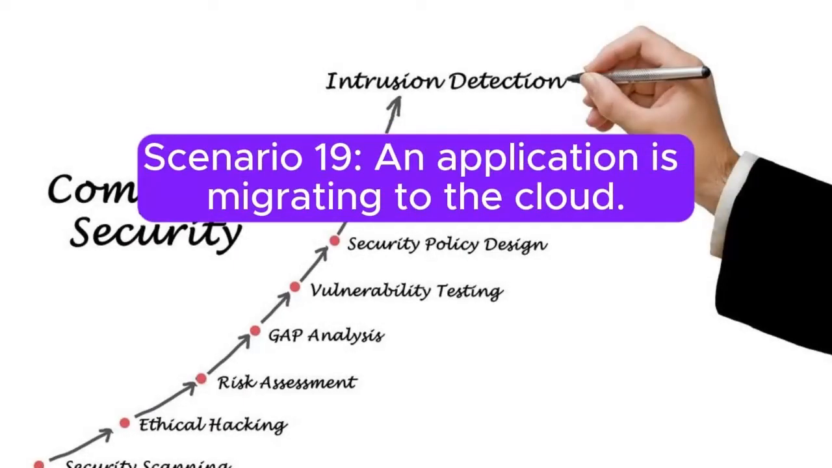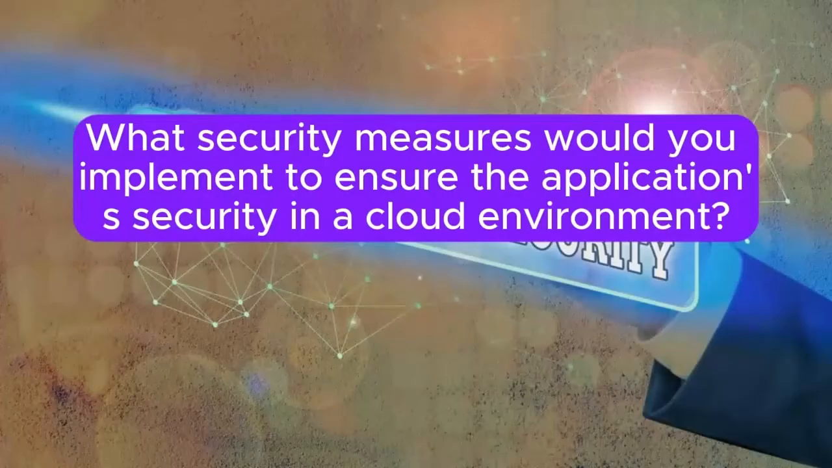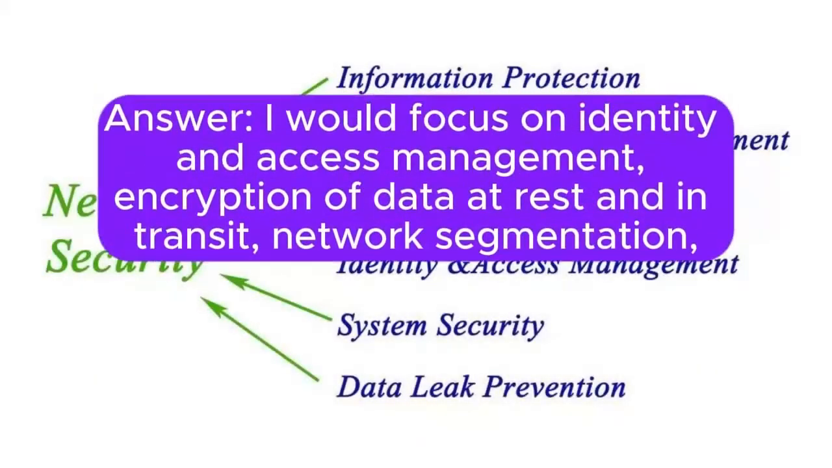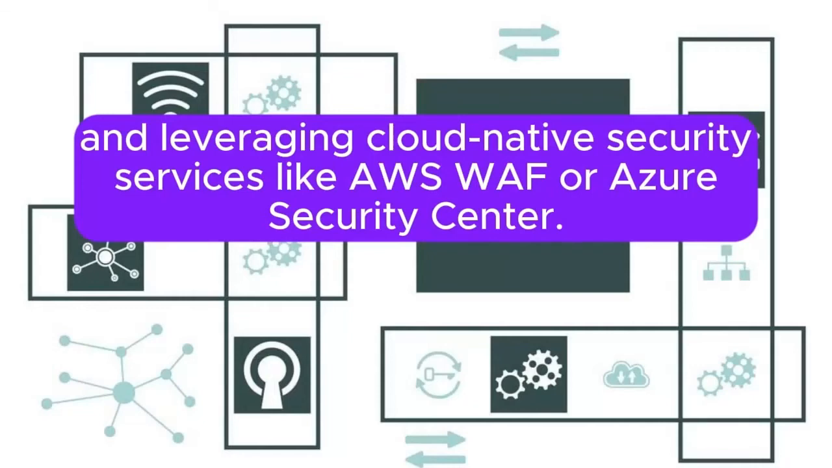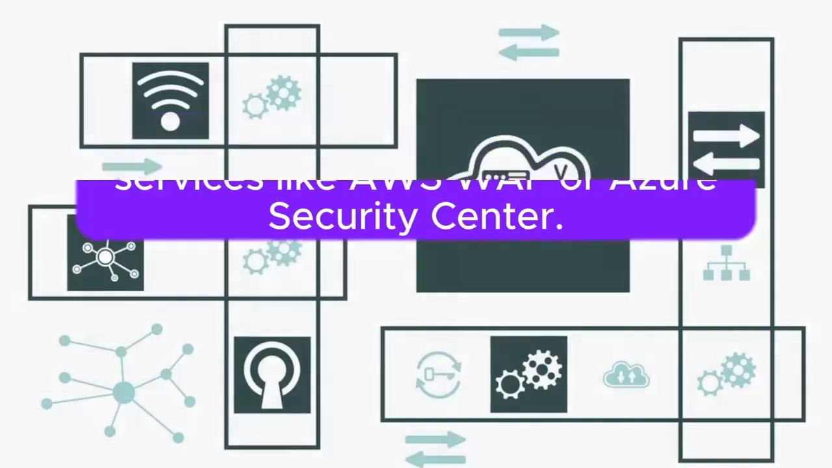Scenario 19. An application is migrating to the cloud. What security measures would you implement to ensure the application's security in a cloud environment? Answer: I would focus on identity and access management, encryption of data at rest and in transit, network segmentation, and leveraging cloud-native security services like AWS WAF or Azure Security Center.